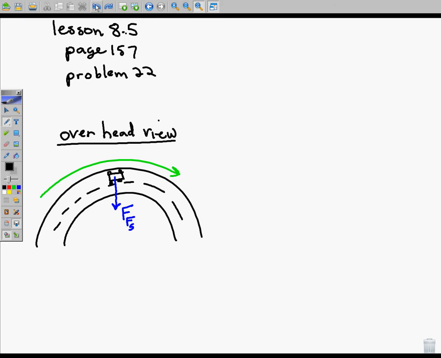So we go and we apply the circular motion formula, Fc equals mv squared over r. And for the centripetal force, we put in the force of friction.